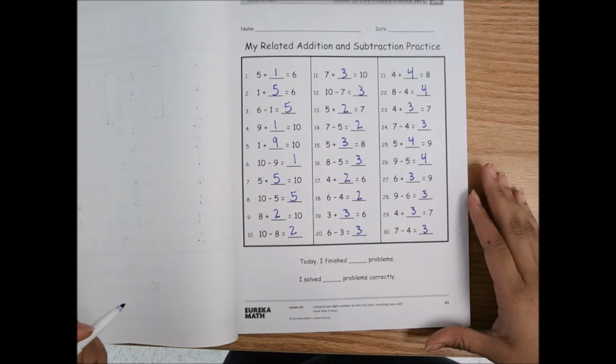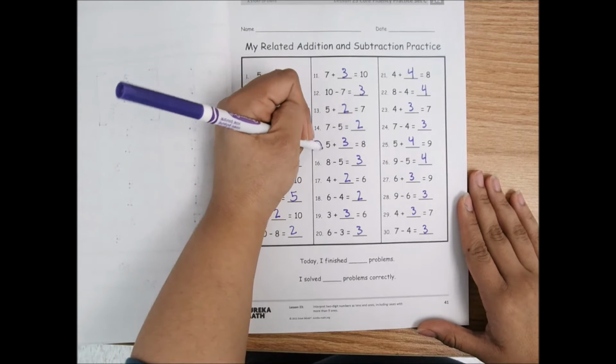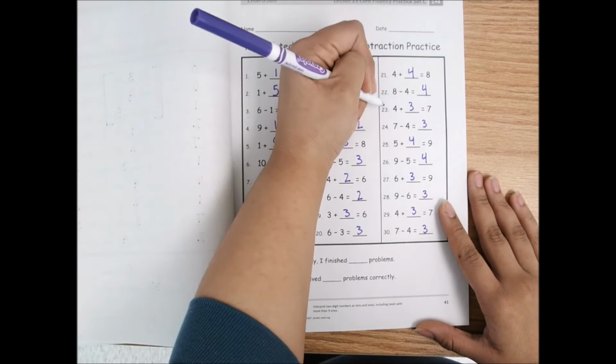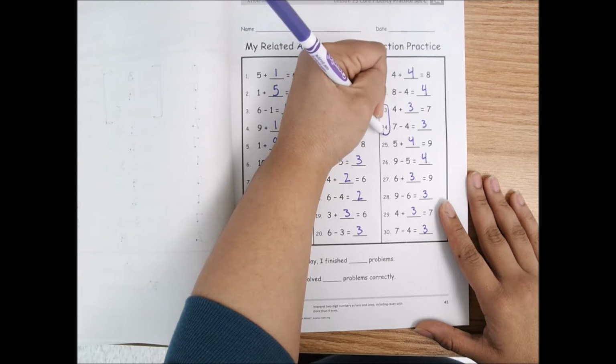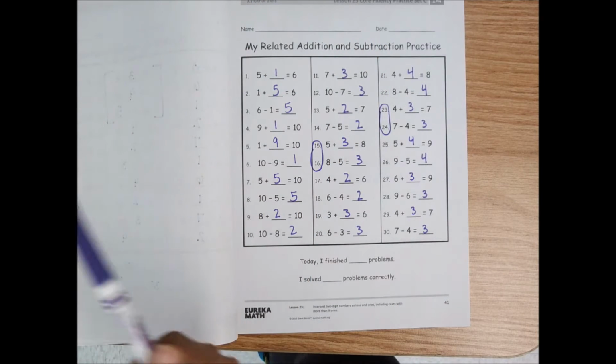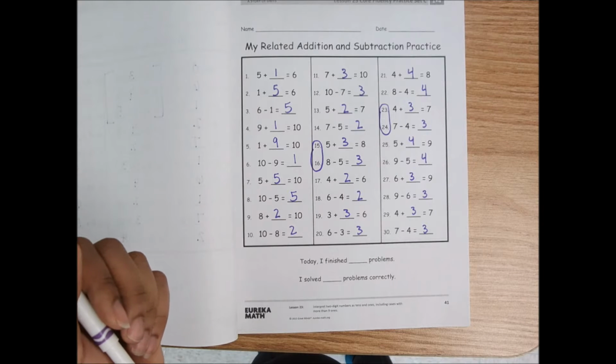Whew, okay. Now, when it says related addition and subtraction, what does that mean? Let's look at 15 and 16 as a set. And we can see it also here with 23 and 24. You can see it all around the whole page. What does that mean when it says that they are related problems?